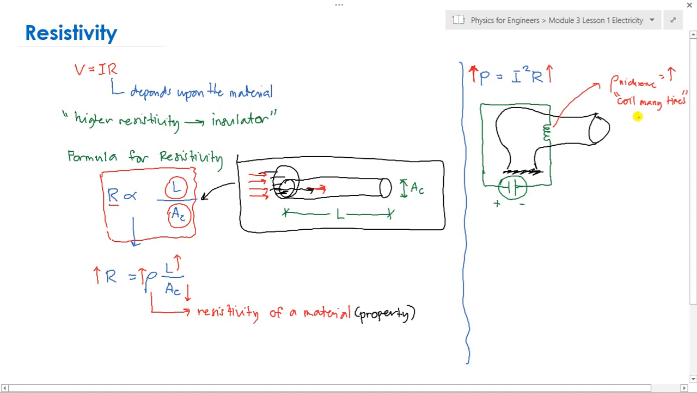So if we increase the number of turns, as they intentionally do in water heaters, it is not necessarily that the resistivity increases, because I already mentioned that this is nichrome wire, and again, resistivity is a property of a material. So whatever its resistivity is, that is what it remains. So it is not necessarily that coiling this nichrome wire many times increases resistivity.